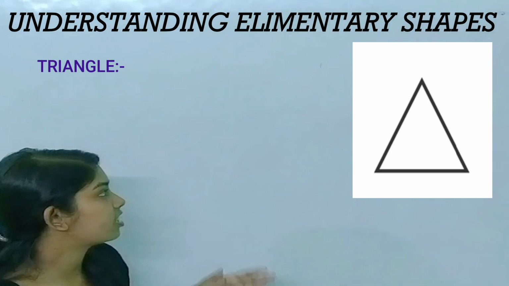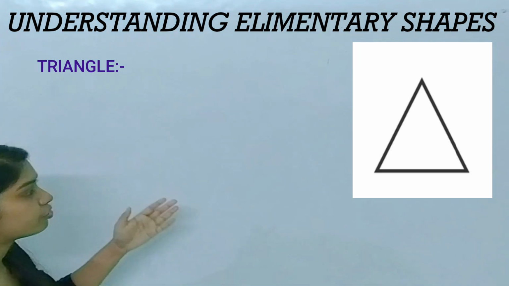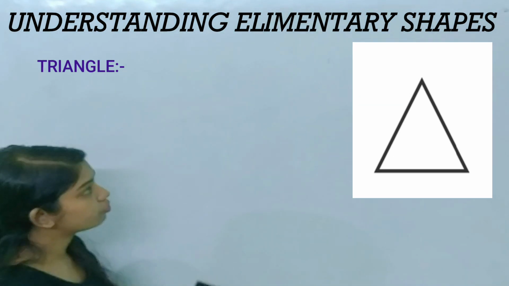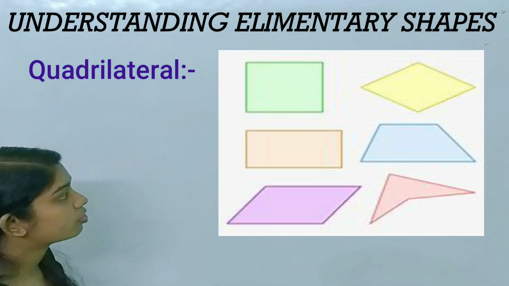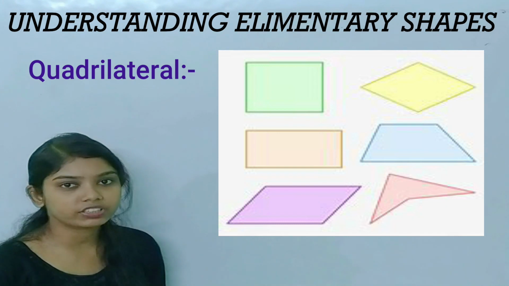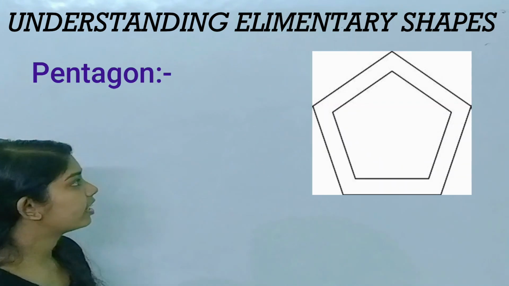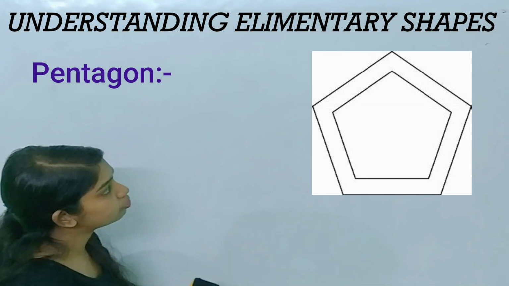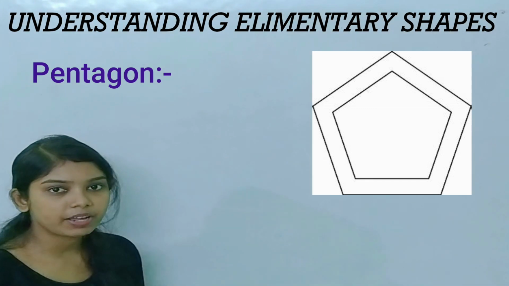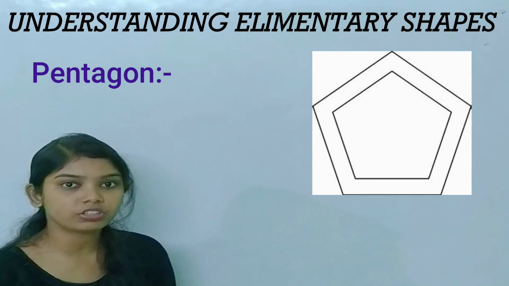The first one is, as you can see, there is a picture of triangle. The triangle consists of 3 sides. Okay? The second one is quadrilateral. The quadrilateral consists of 4 sides. Alright? The next one is pentagon. And the pentagon consists of 5 sides. 5 line segments together constitute a pentagon.